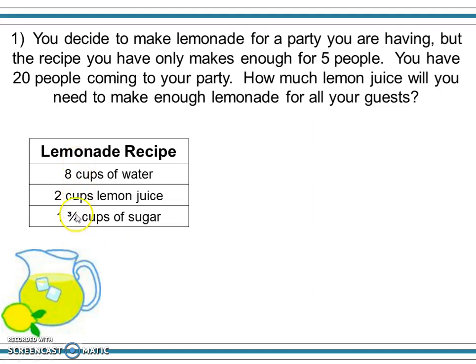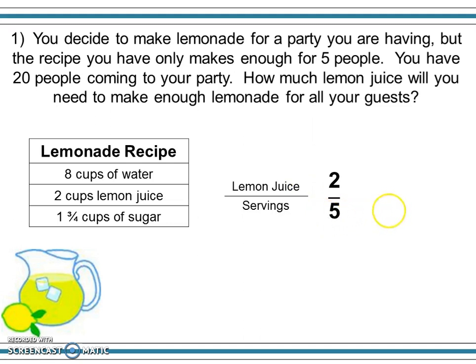Okay, so looking at this recipe, we have all the different ingredients that we're going to need, and specifically this problem's asking me just for the amount of lemon juice. So I'm going to focus in on the fact that I need 2 cups of lemon juice for this recipe, but that again is only going to make enough for 5 people. I need to make enough for 20. So when we consider the ratio of what we know, comparing lemon juice to the number of servings, I need 2 cups of lemon juice to serve 5 people. Okay, but I have 20 people coming.